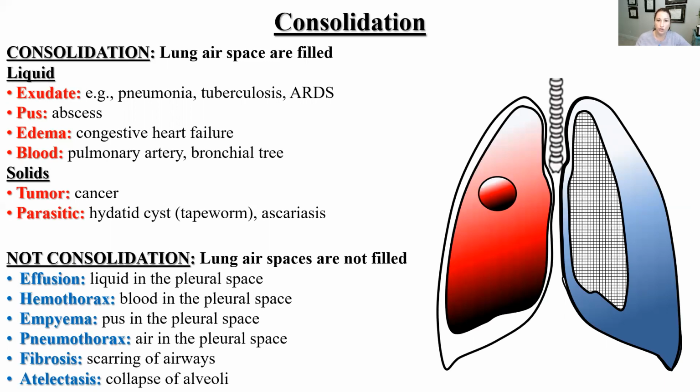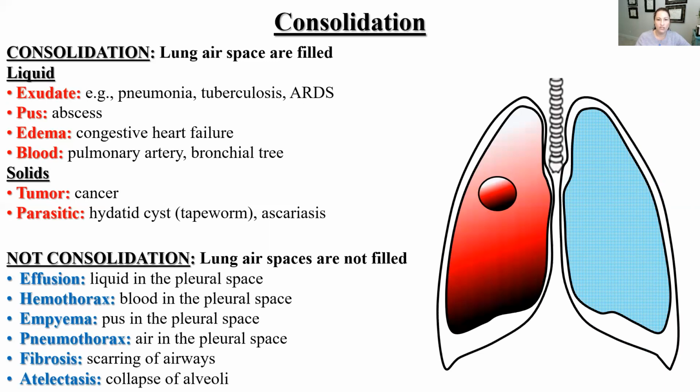So you can have effusion, which is a liquid in the pleural space, hemothorax, which is blood within the pleural space, empyema, purulent fluid within the pleural space, pneumothorax, which is air within the pleural space. Fibrosis does affect the airways, but it causes scarring. It doesn't cause them to be filled. So that's not technically consolidation.